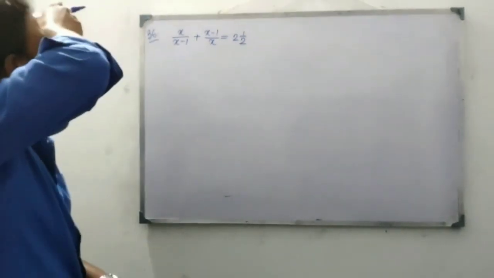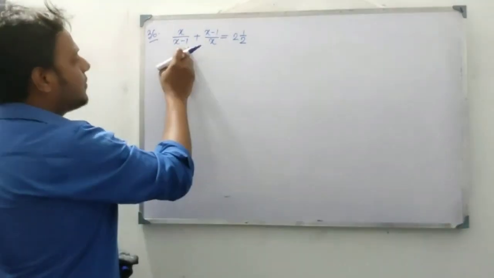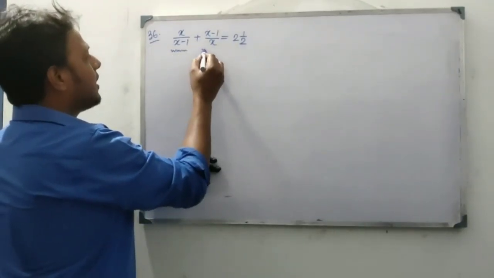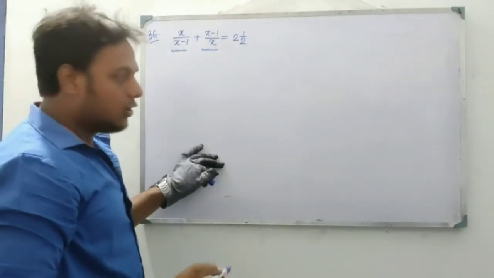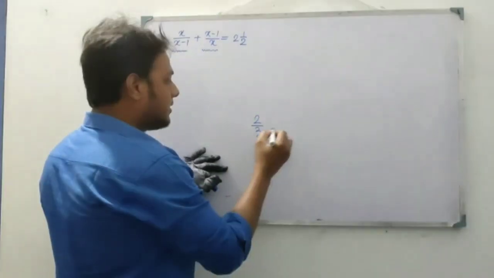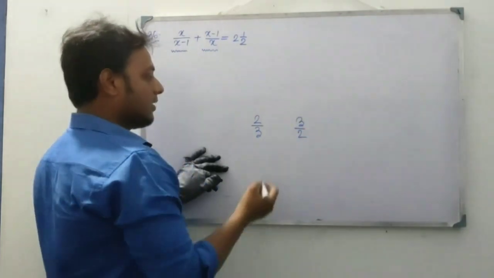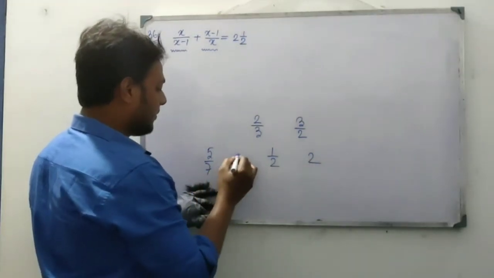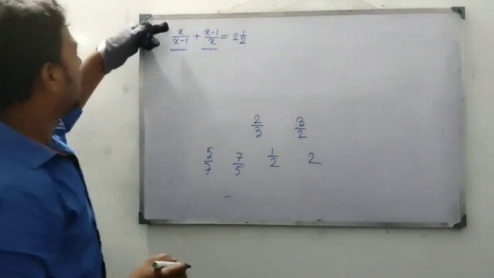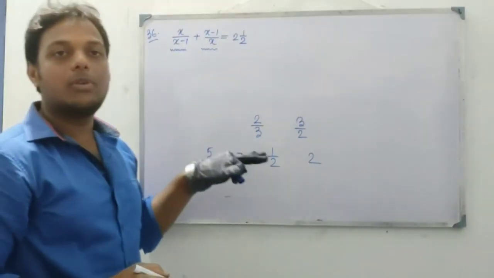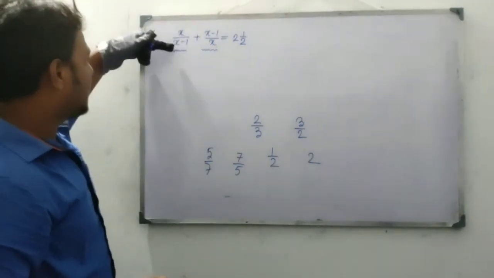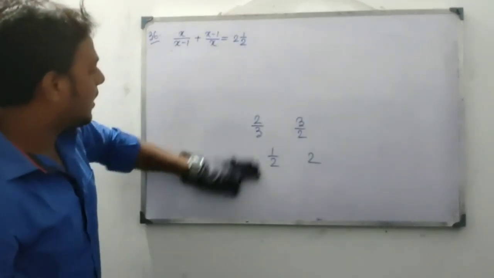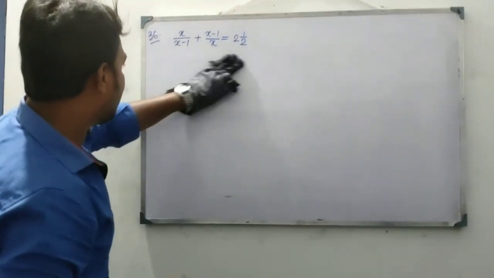Why? If we take x by x minus 1, observe properly, you can see that the first term is the reciprocal of the second one, and conversely. What do we mean by reciprocal? The reciprocal of 2 by 3 is 3 by 2, the reciprocal of 1 by 2 is 2, and the reciprocal of 5 by 7 is 7 by 5. So what about the reciprocal of x by x minus 1? The numerator and denominator are interchanged, so its reciprocal will be x minus 1 by x. Since they are reciprocal to each other, we can solve it in a very easy way.